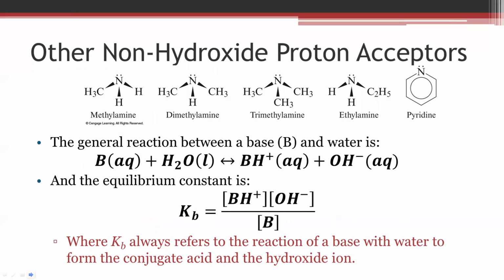So there's a whole bunch of different types. We've got methylamine, dimethylamine, trimethylamine, ethylamine, pyridine. All these things have a general reaction with water to increase the hydroxide concentration. Since we used A for acid, we use B for the generic base. So this is our generic equation where B stands for a base. When it reacts with water, which is acting like an acid, then we create the conjugate acid and the hydroxide. Okay, and so then we get the Kb expression, where Kb is the base dissociation constant, and the b just stands for base. So it's always referring to the reaction of a base with water.